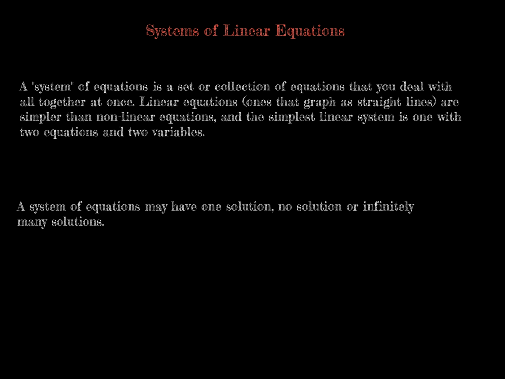First, let's define what a system of equations is. A system of equations is a set or collection of equations that you deal with all together at once. Linear equations, ones that graph as straight lines, are simpler than nonlinear equations, and the simplest linear system is one with two equations and two variables.